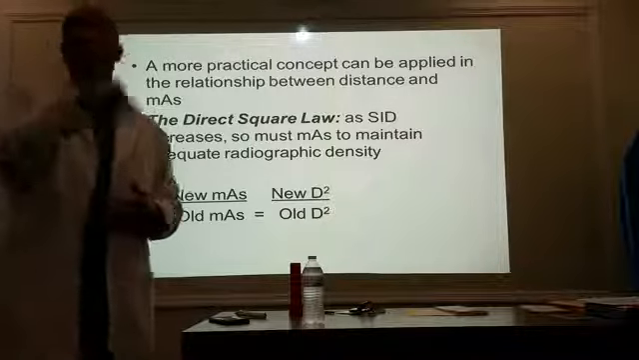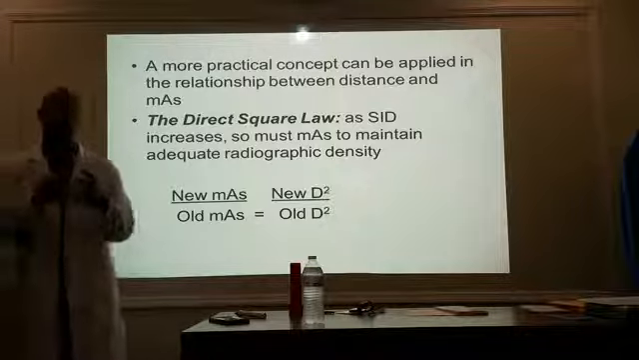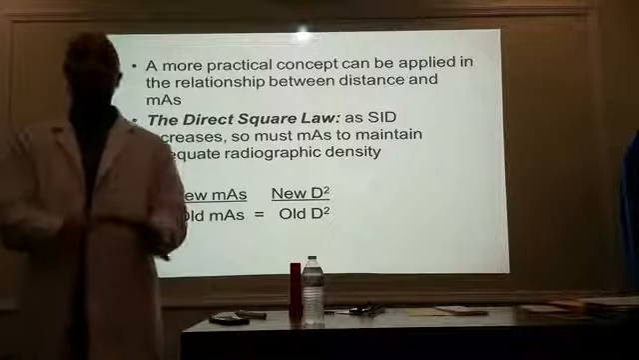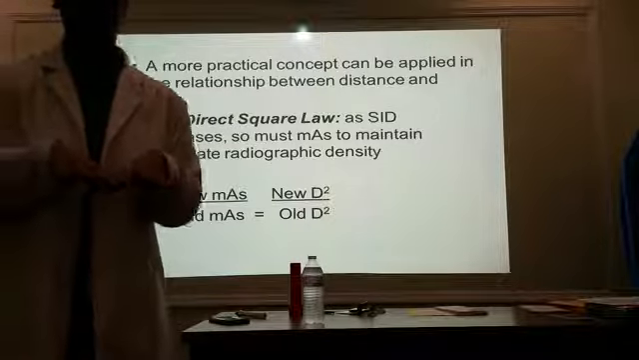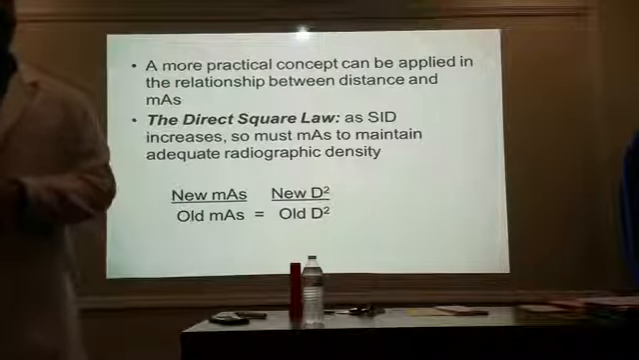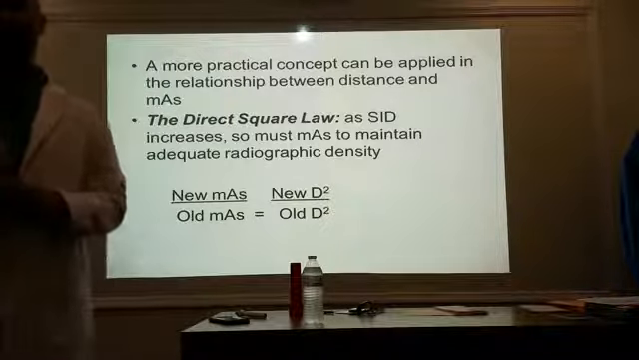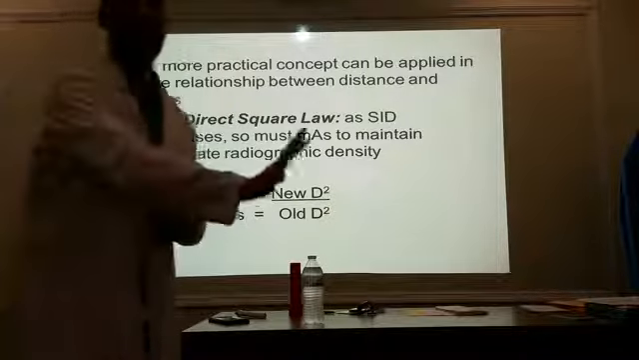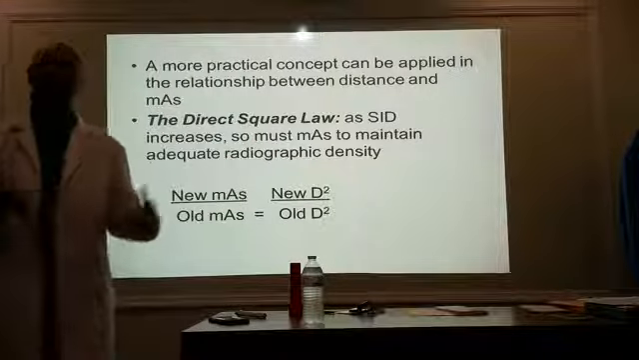And with all the changes in distances, you need to know what kind of modifications you can do with your technical factors to make sure that your density stays the same. Because what we know is the further you get, the less intense it is. So that's telling me I need to bump up my technical factors. If I'm closer, it's going to be too intense, so I have to decrease my technical factors. But by how much?